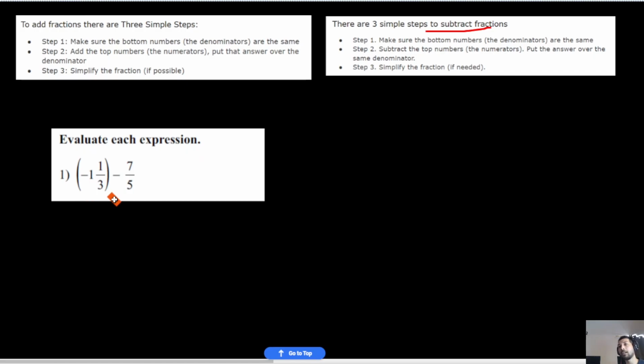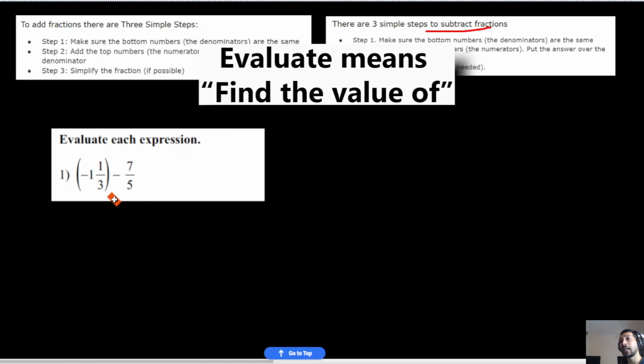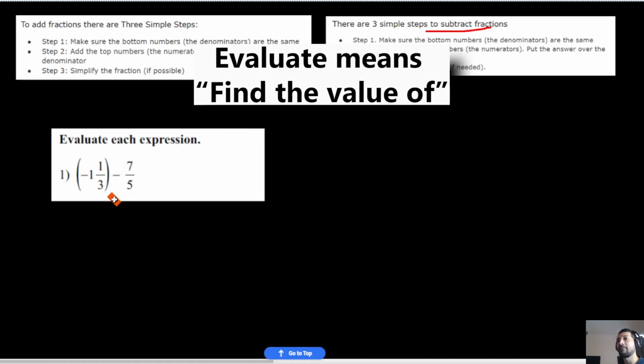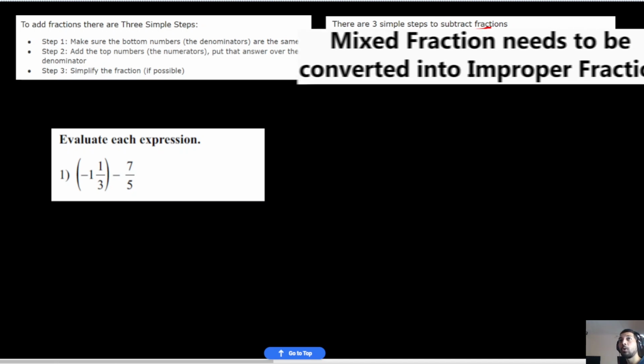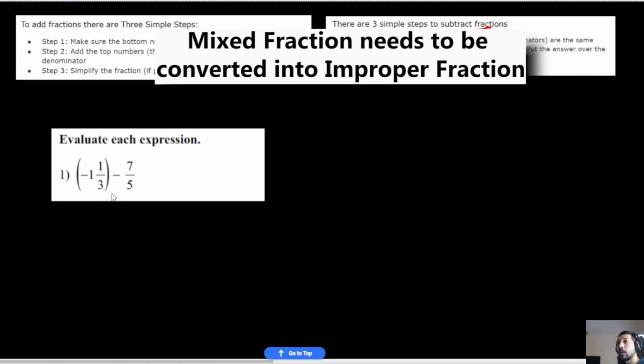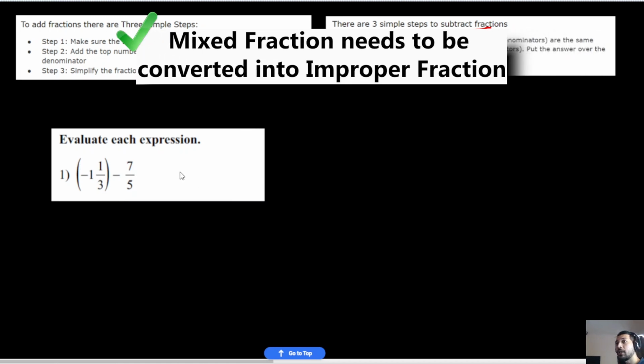Here we'll see how to add or subtract rational numbers. So the problem statement says evaluate each expression. The first one is negative 1 whole 1 over 3 minus 7 over 5. In this case, we can see that negative 1 whole 1 over 3 is a mixed fraction. So anytime we have a mixed fraction, we convert this into an improper fraction. So negative 1 whole 1 over 3, you can write this as 1 times 3, that is 3. 3 plus 1, that is negative 4. So we have negative 4 over 3.